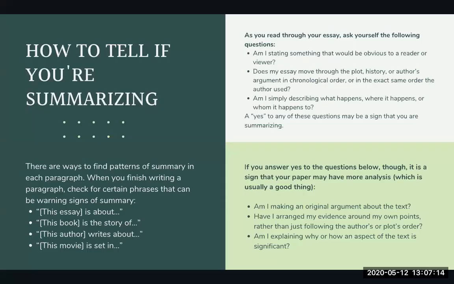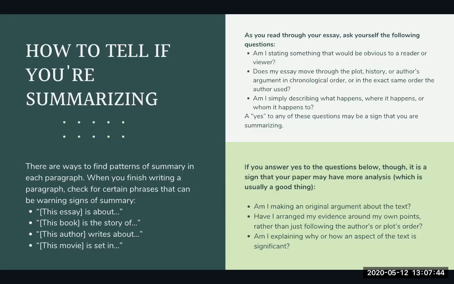When you're going through your essay, so this should be happening during the revision process. We always say that writing is multiple acts. Your first draft shouldn't be your final one. So when you're going through your essay, some questions to ask yourself to determine whether or not you're summarizing is, am I stating something that would be obvious to the reader or the viewer?